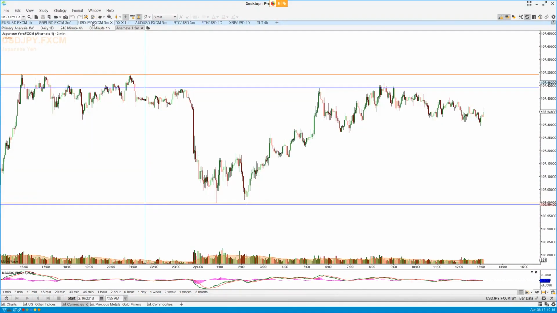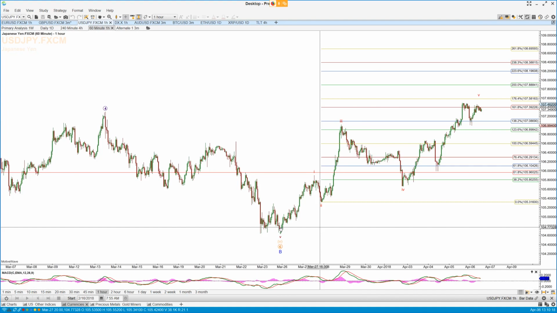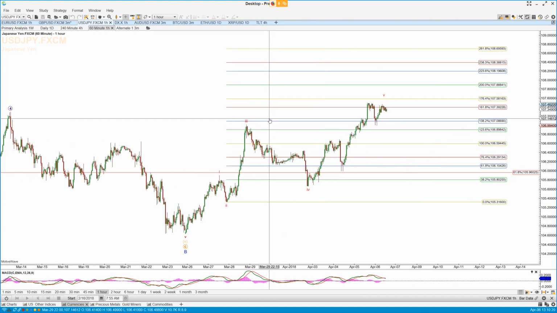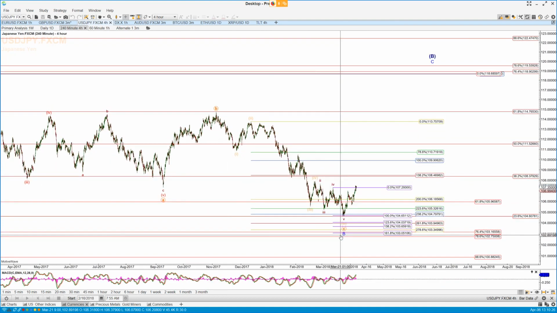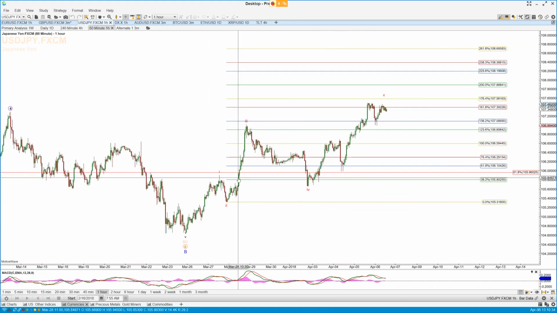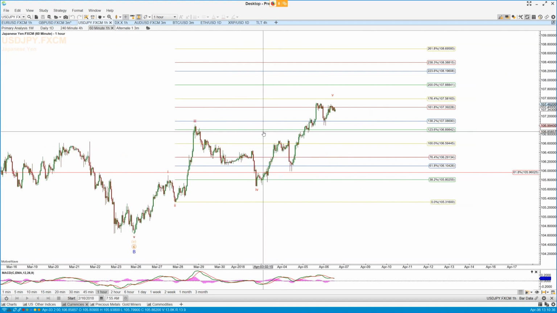our target. Now, US dollar Japanese yen yesterday came and took out that 107.30 level. So I think what we've got here, if I go to the 4-hour chart, is this B wave is in, and we've got a 1, 2, 3, 4, 5 as a smaller diagonal, and we're on our way up. So what I'm tracking now is another diagonal. Would you believe?